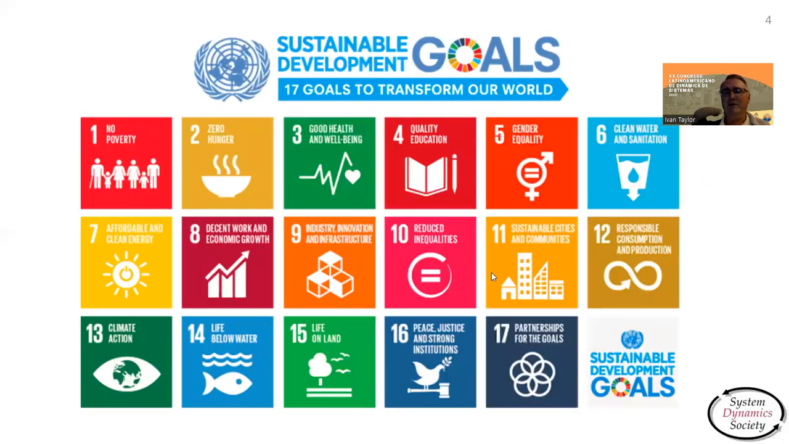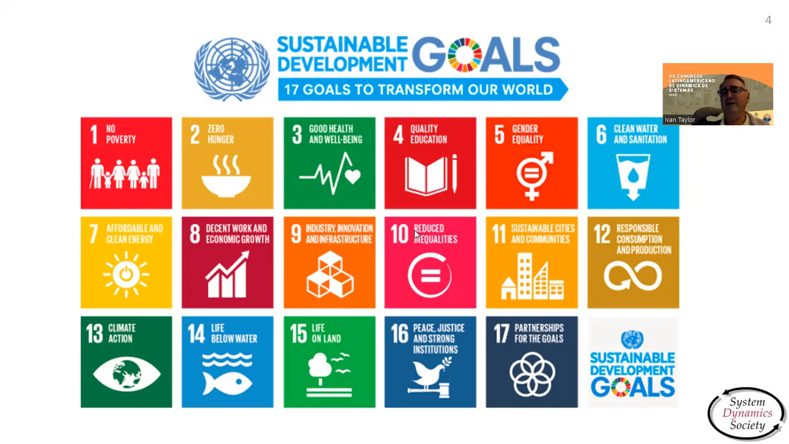Just to summarize the 17 SDGs, here is the summary. The first SDG is no poverty. Second is zero hunger. Third is good health and well-being. Fourth is quality education. Fifth, gender equality. Sixth, clean water and sanitation. Seventh is affordable and clean energy. Eight is decent work and economic growth. 9 is industrial innovation and infrastructure.